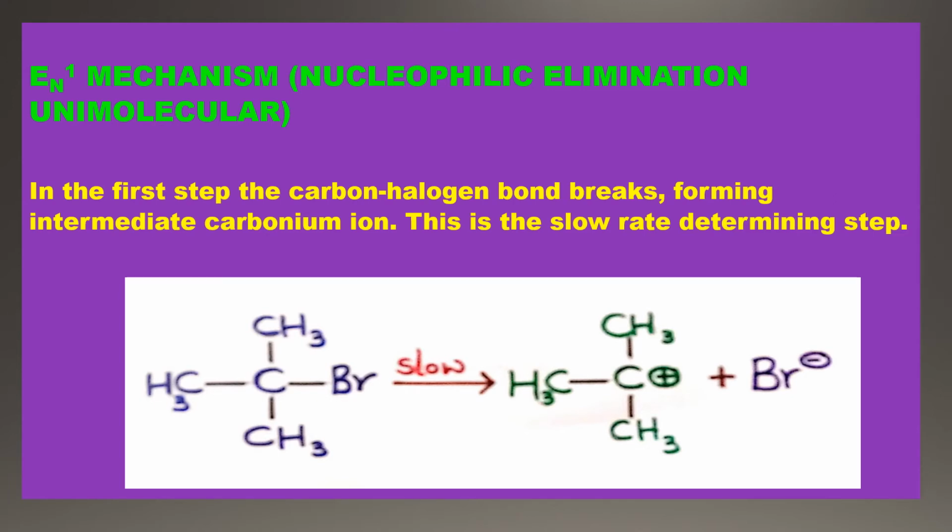So look here, C positive charge and surrounded by 3 methyl groups, CH3, CH3, CH3 plus Br minus. And we also have learned in the previous class that carbonium ion is formed more easily in tertiary alkyl halides. Okay, students, this is the first step happening in nucleophilic elimination unimolecular reactions.